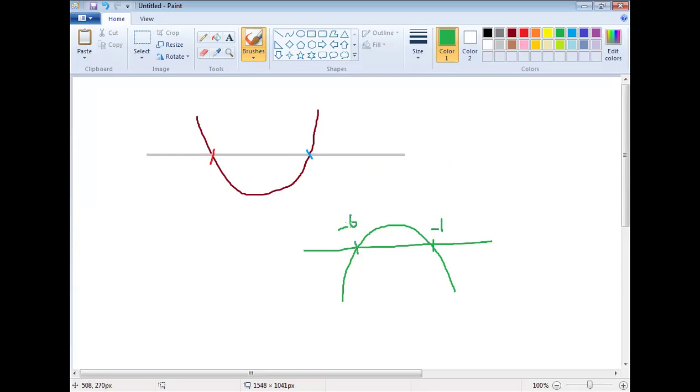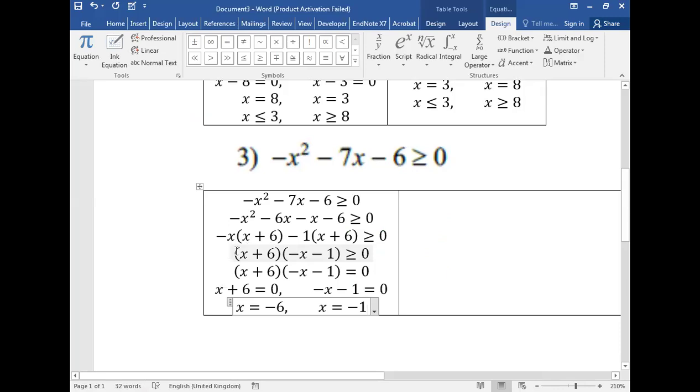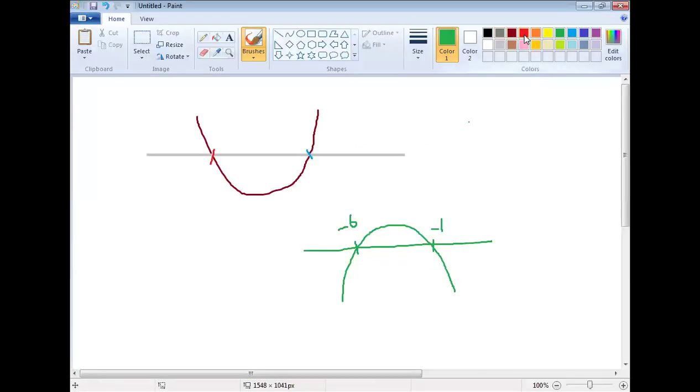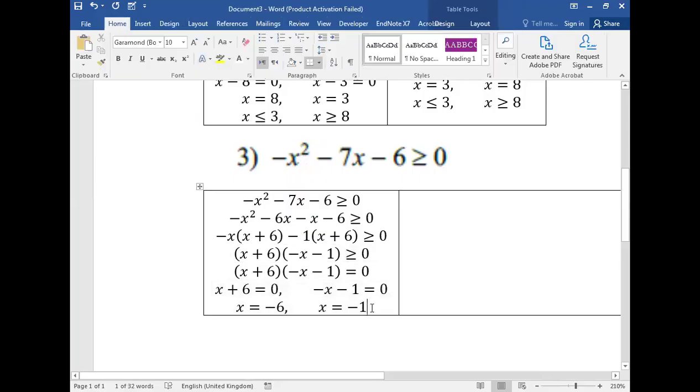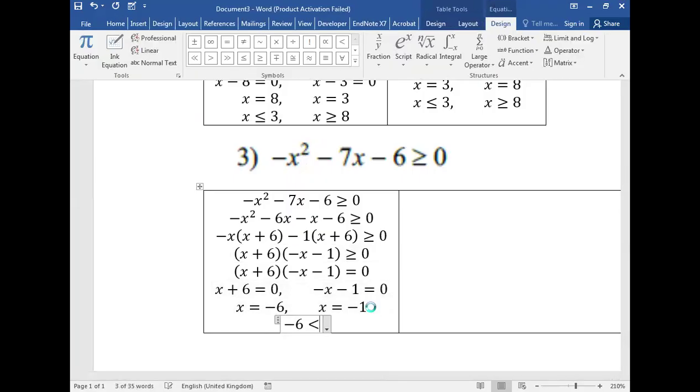Okay, now what region was I searching for? I wanted the entire quadratic to be greater than or equal to 0. That means above the x-axis. So if I trace the region, is this the region where it is greater than or equal to 0? Now what values of x do you have over here? In between -1 and -6. So how will you write it? You will say x will be in between -6 and -1.